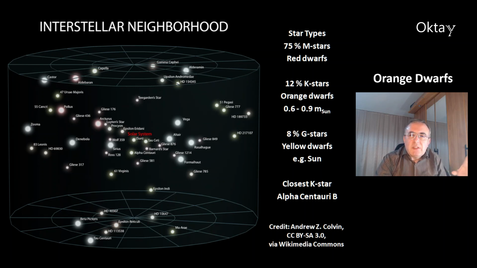The three most abundant star types are the red dwarfs, M stars, number 1 with 75%. Number 2 are the K stars, orange dwarfs, with a mass of 60 to 90% of the Sun's mass, with 12%. And the Sun-like G stars are called yellow dwarfs. They make up 8% of all stars. The closest K star to the Sun is in our neighbor system, Alpha Centauri B.